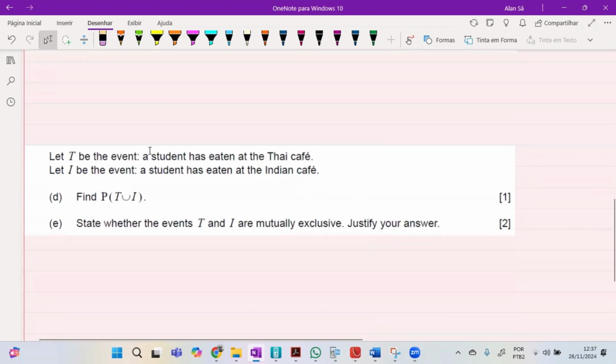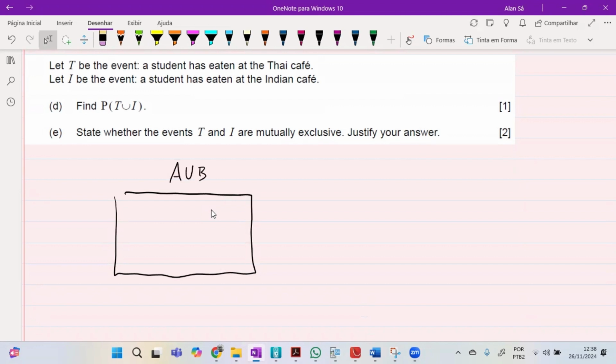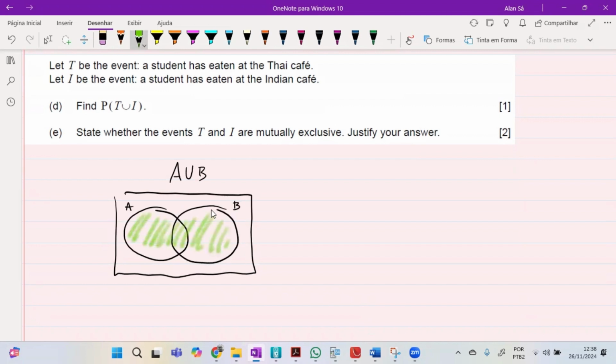Let T be the event student has eaten at the Thai cafe. Let I be the event a student has eaten at the Indian cafe. Find the probability of T union I. To do this, we have to remember the concept of union and intersection. If you have two sets, A and B, the union of the two sets is all the two sets together, including this region in the middle. The intersection is only the region in the middle.